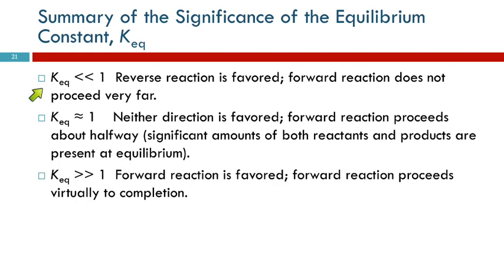So if KEQ is very small, much less than 1, that tells us that the reverse reaction is favored. It doesn't progress very much at all. If KEQ is very large, it says the forward reaction is favored. It goes forward almost exclusively. If KEQ is approximately 1, then you have more of a 50-50. It's in the middle. Any questions?